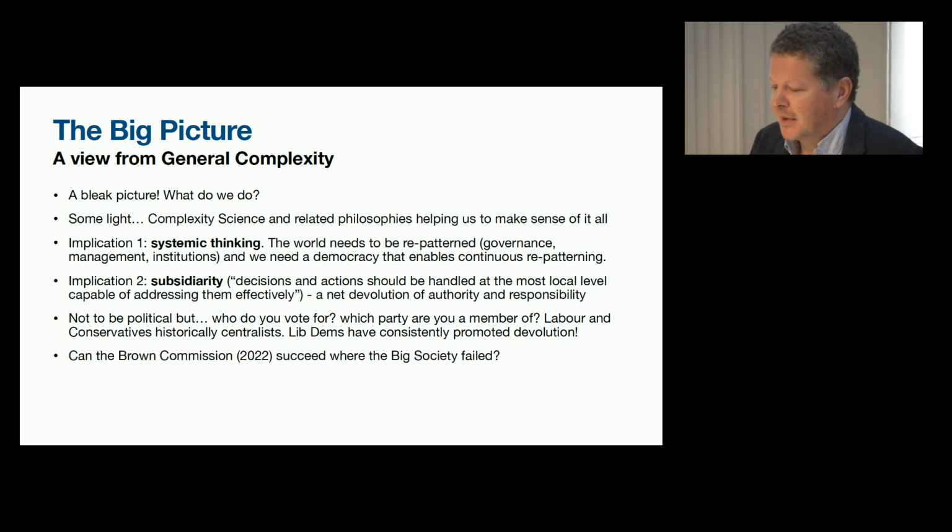So the big question for me is whether the Brown Commission can succeed where the big society failed. Incidentally, I was chief economist of the think tank that was orientated around the big society, even though I was a Liberal Democrat, and basically got out because it was just fraud.